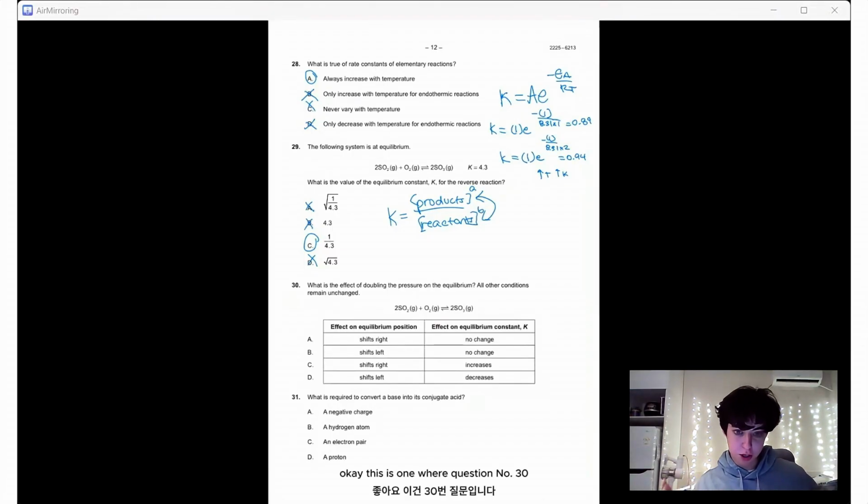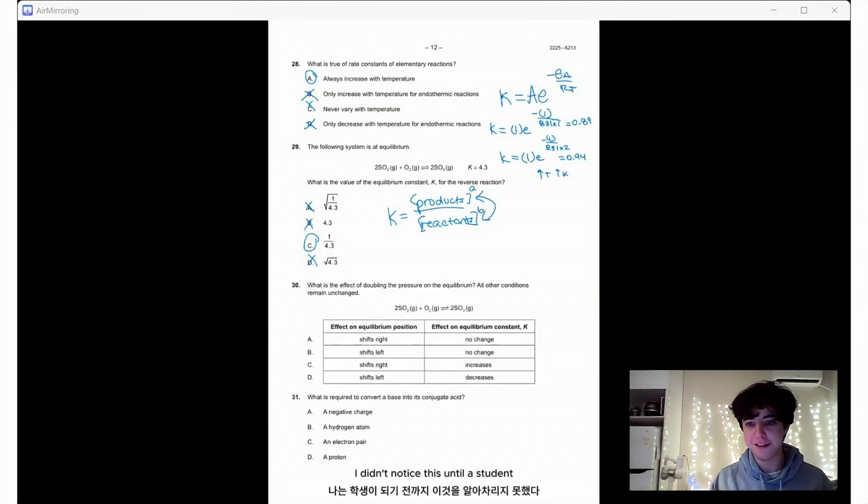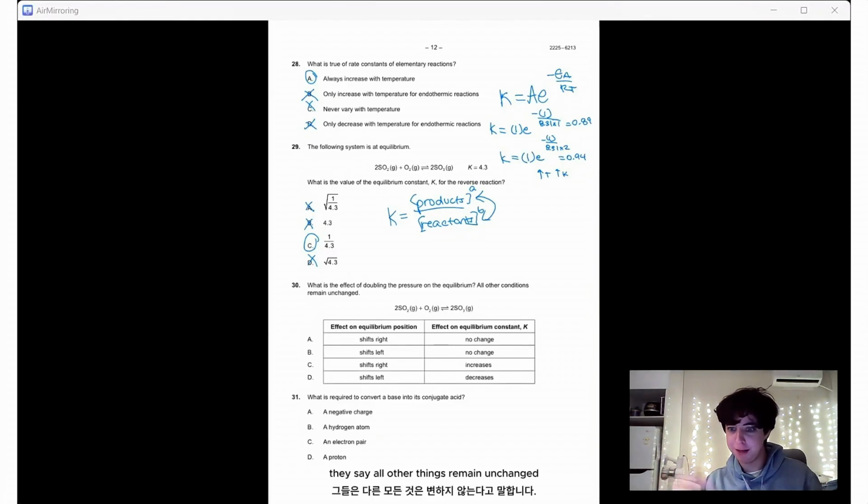Okay, this is question number 30. What is the effect of doubling the pressure on the equilibrium? All other conditions remain unchanged. You may notice, and I think it's really funny, I didn't notice this until a student pointed it out: whenever we say anything about pressure, do we think about volume? That's why a lot of times when they say things about pressure, they say all other conditions remain unchanged, because otherwise students start overthinking it.